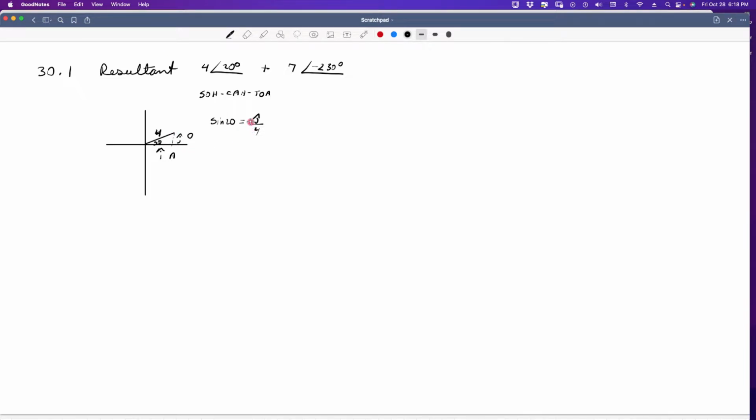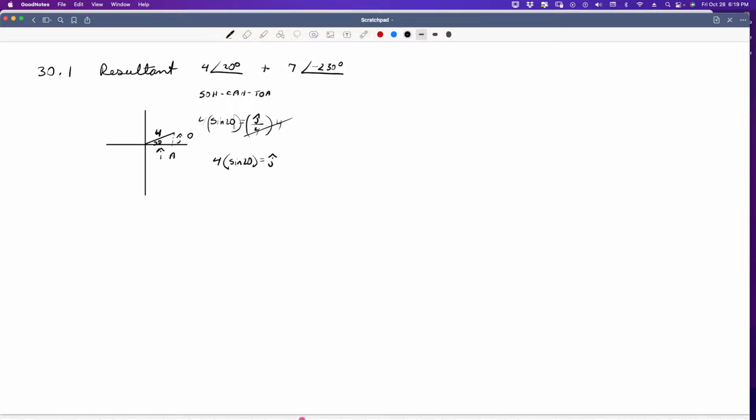So the sine of 20, I'm going to multiply both sides by 4 for the sake of getting rid of the denominator here. So 4 times the sine of 20 is equal to the j of this rectangular coordinate.